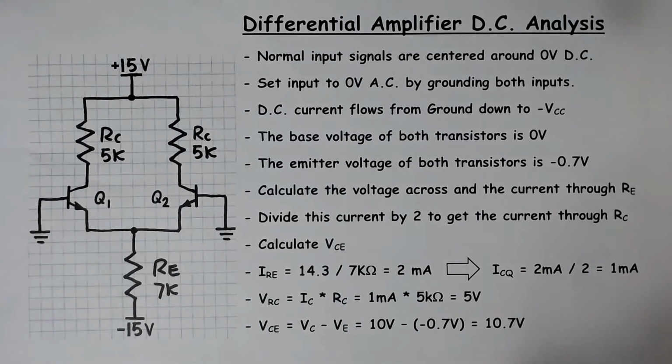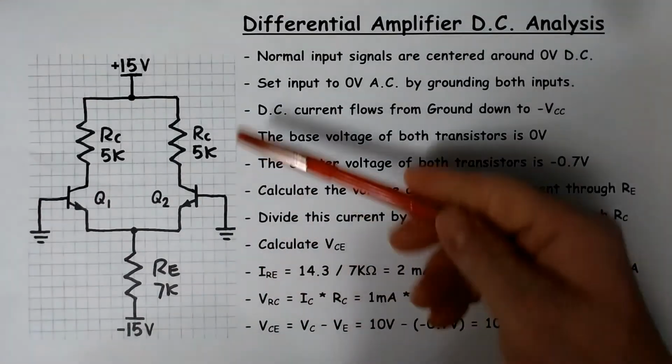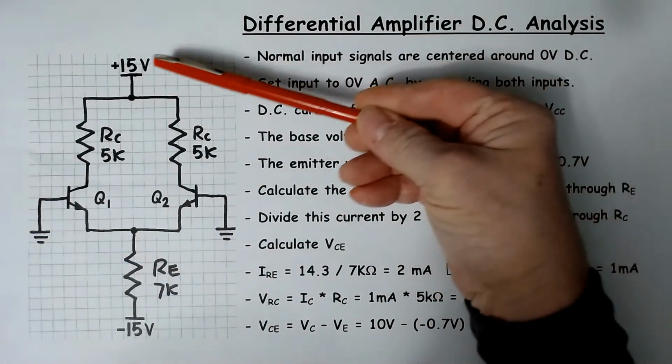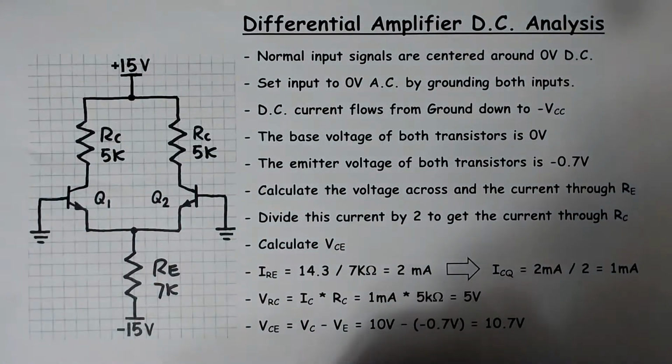Let's take a look at the differential amplifier, and let's look at the DC analysis. So here's a differential amplifier circuit. It's a split supply circuit. I've got a plus 15 up over here, I've got a minus 15 over here, and you've got the differential pair.